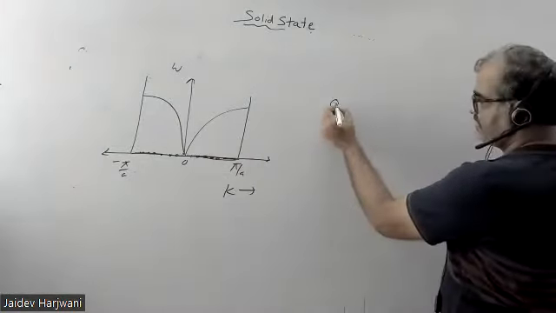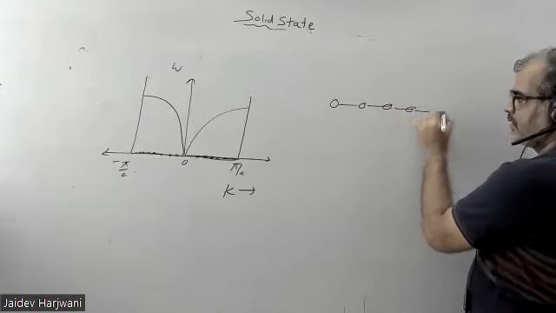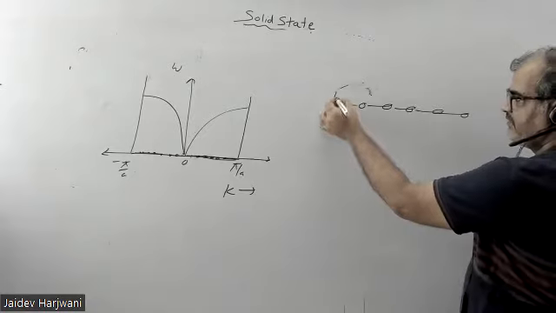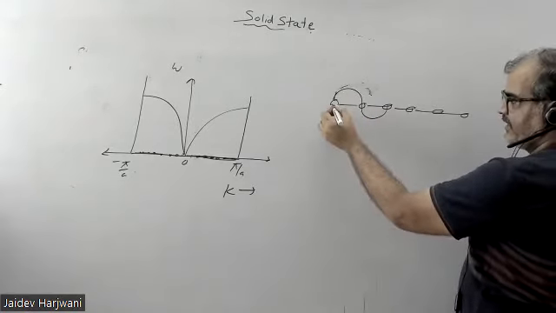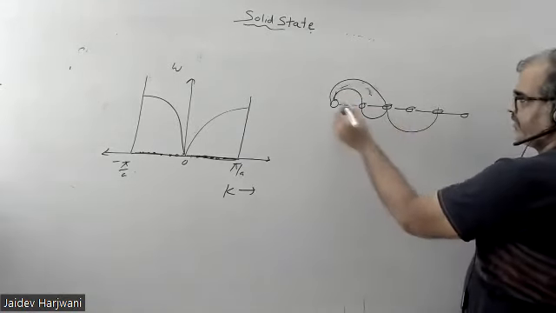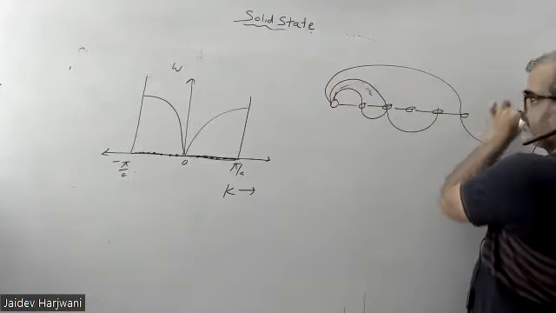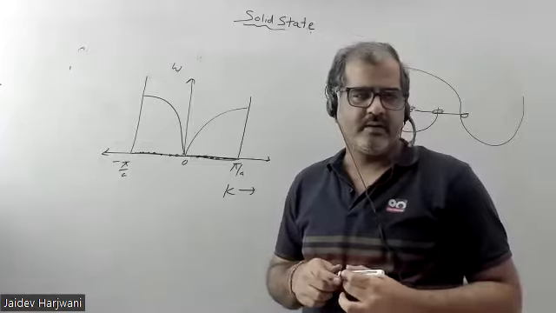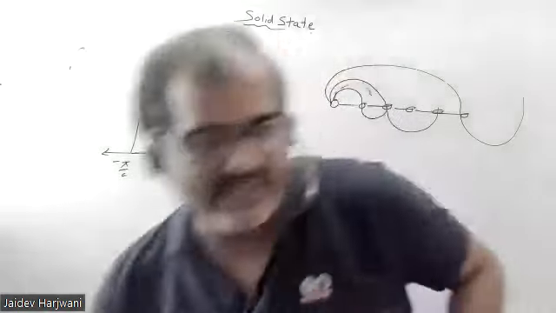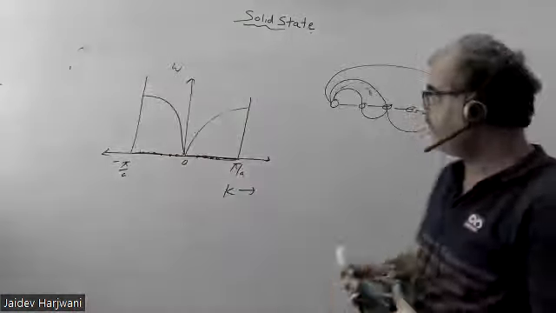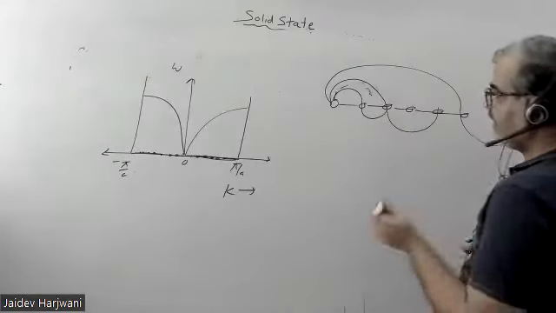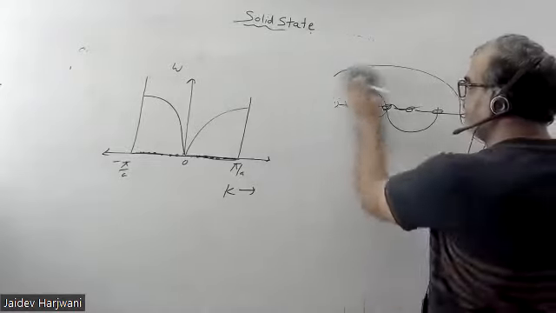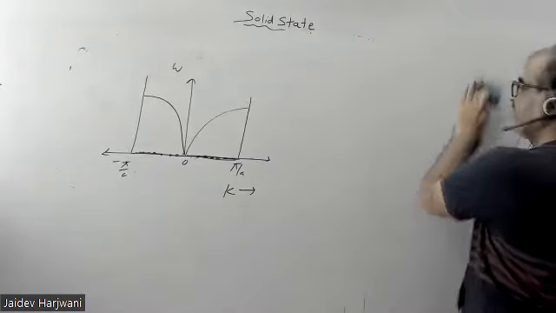You have a lattice, so this is your minimum wavelength. But it can be somewhat bigger also. Any wavelength can propagate, are you getting my point? But that is not continuous. You cannot create any wavelength, or you cannot propagate any wavelength in the lattice.